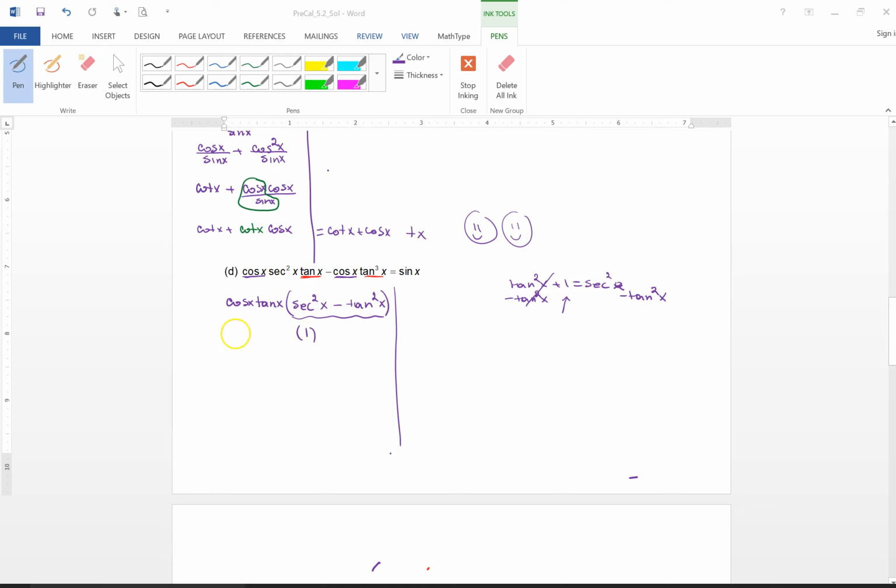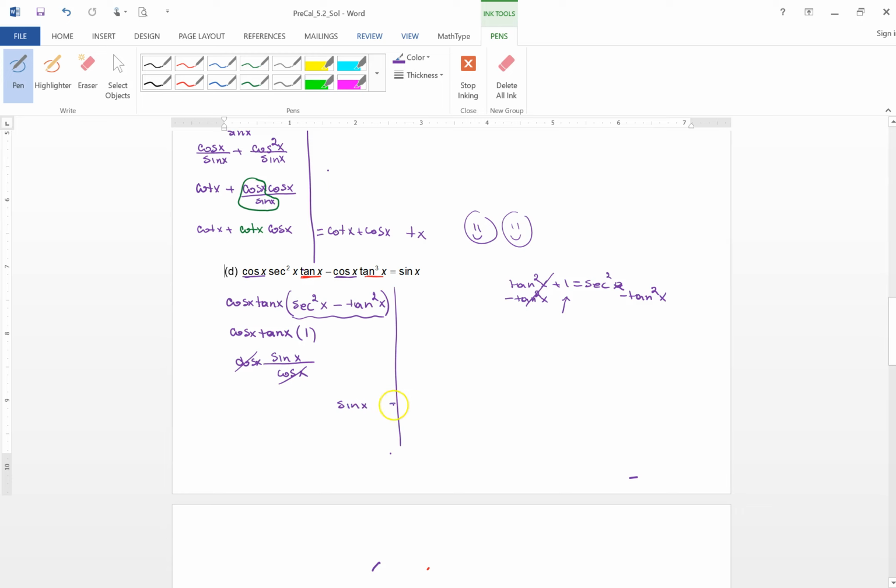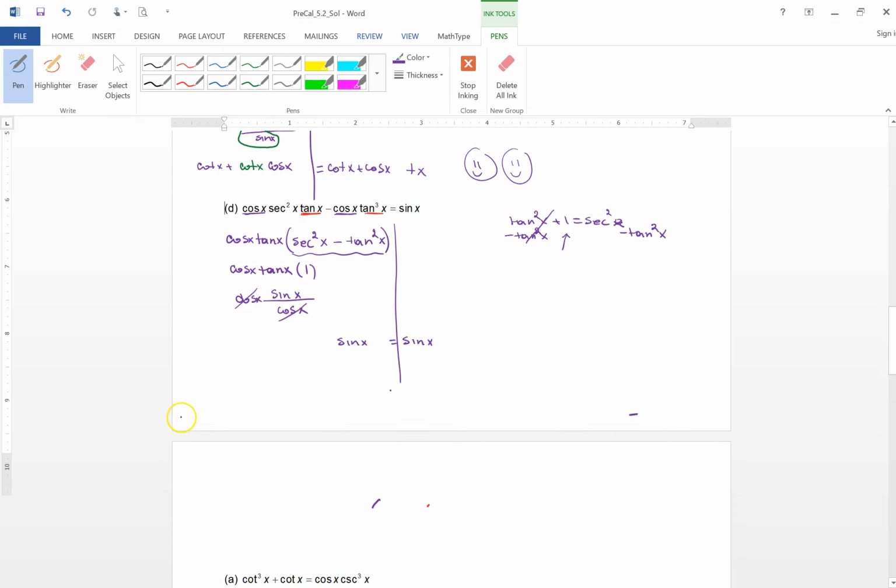Isn't that wonderful? And here I have cosine x times tangent x. Well, what's tangent x really? It's sine x over cosine x. These go away, and I'm just left with sine x. My alignment here is horrible. I'll talk more about that in class.